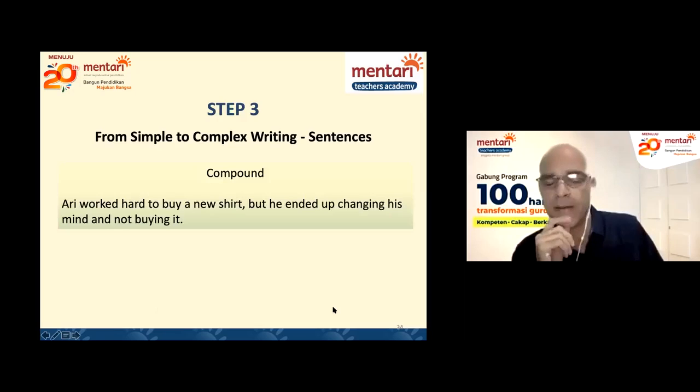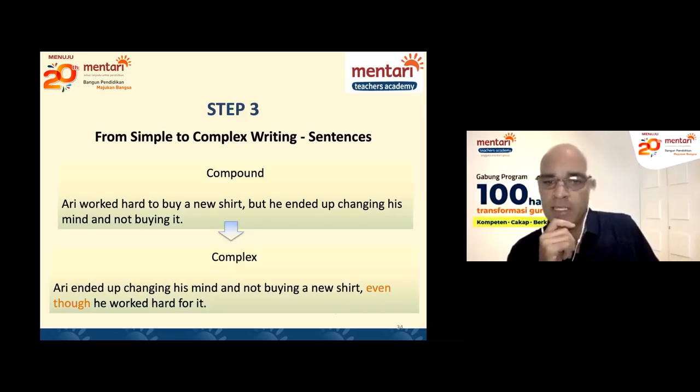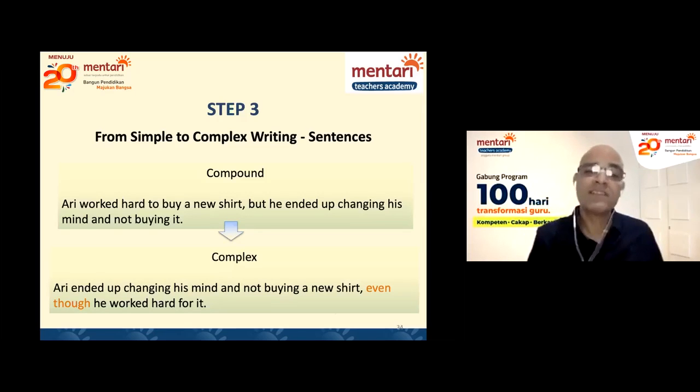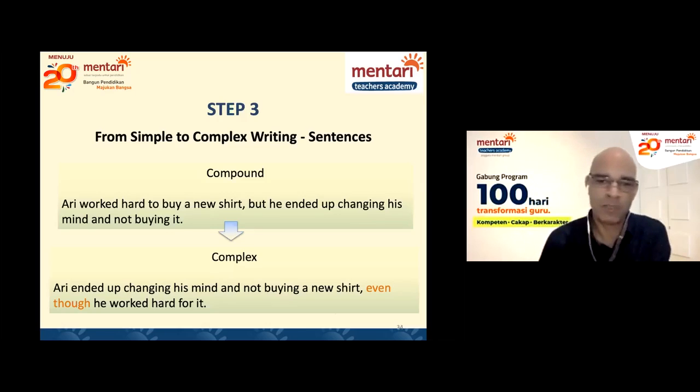So let's see another example. Ari worked hard to buy a new shirt, but that's the idea here, contrast. He ended up changing his mind and not buying it. So, complex sentence: Ari ended up changing his mind and not buying a new shirt, even though he worked hard for it. So again, what is different in terms of structure in my complex sentence? What changed?